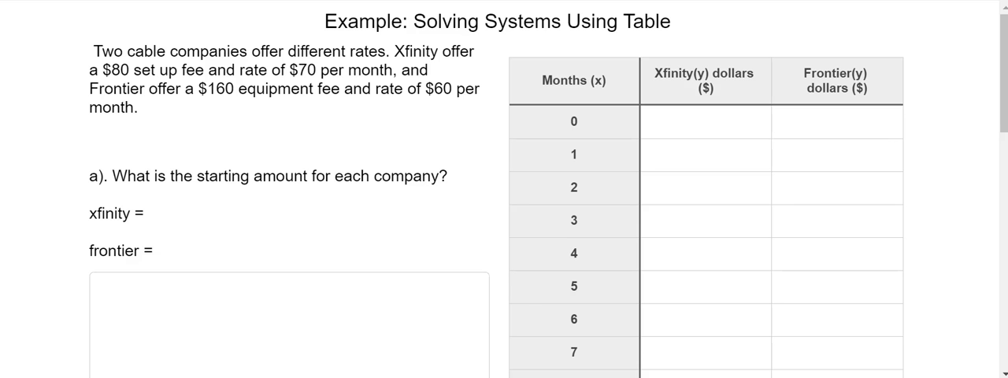Two cable companies offer different rates. Xfinity offers an $80 setup fee, so that will be our starting value before we have any monthly charges, and a rate of $70 per month. Dollars per month, that's the rate of change, that is the slope. And Frontier offers a $160 equipment fee, so that's the flat rate we are going to pay. That will be your starting amount, or the y-intercept on the graph, and a rate of $60 per month. Again, the word per: dollars per month, that will be your slope, your rate of change.